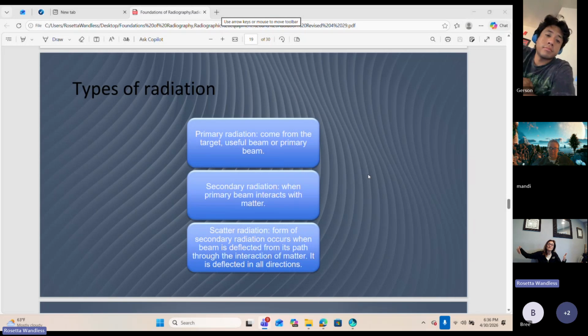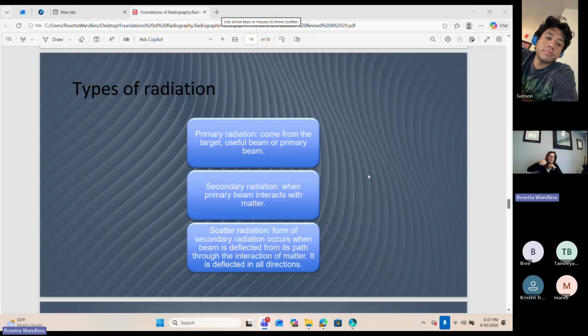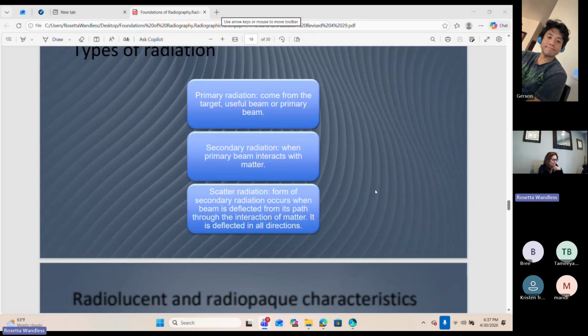This is why we're 6 feet away on a right angle outside the room when we're taking these x-rays, so that we do not get hit with scatter radiation. So the 3 types of radiation are primary radiation, secondary, and scatter. Primary is the initial, secondary is the moment that initial hits the target, and the moment it deflects, it's called scatter radiation. Perfect. Good? Types of radiation, easy peasy.